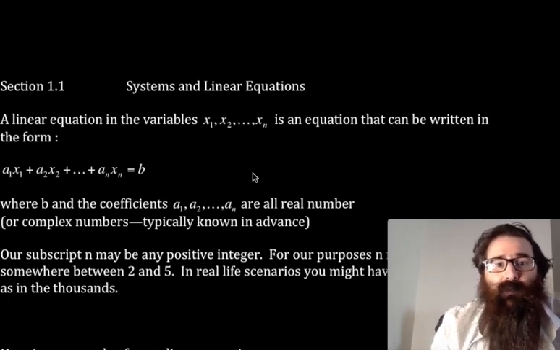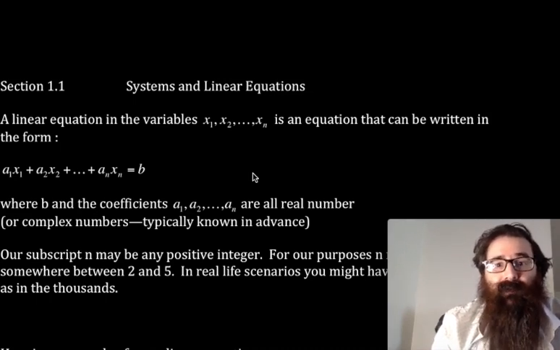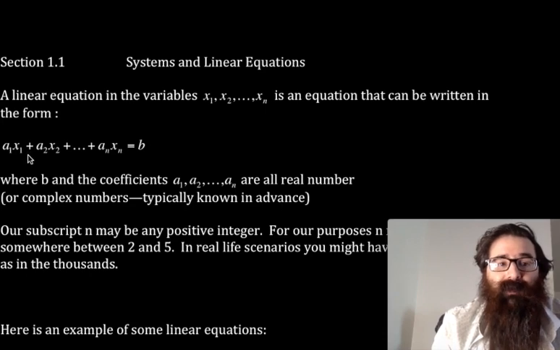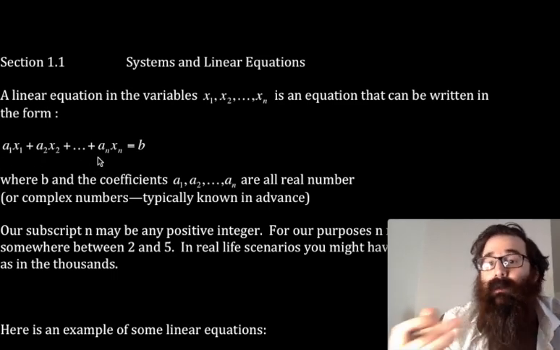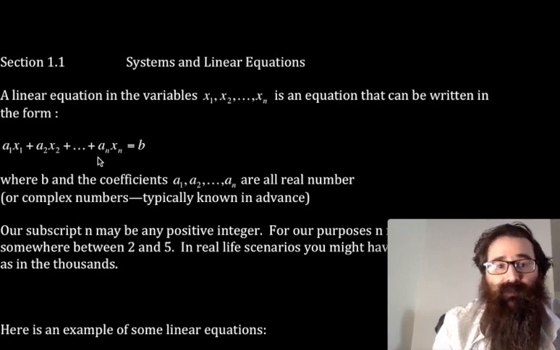First, a linear equation in the variables x sub 1, x sub 2, so on and so forth to x sub n, is an equation that can be written in the following form. Here we have a sub 1 times x sub 1 plus a sub 2 times x sub 2 plus so on and so forth plus a sub n times x sub n equals b, where b and all of these a values, a sub 1, a sub 2, so on and so forth to a sub n, are numbers. Typically, these are going to be real numbers for us. They could be complex numbers. We would know that information in advance.